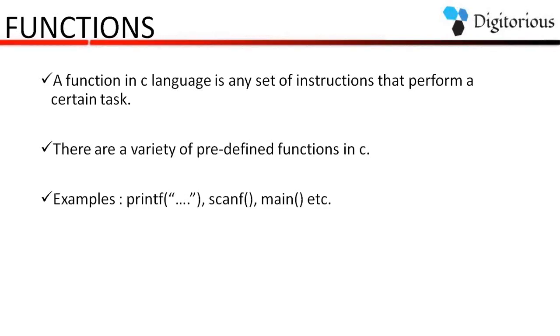The printf function causes anything which is written between the double quotes to be printed out on the screen. The scanf function accepts values from the user. For example, there are certain times when the program would need to accept certain values from the user entered from an input device such as a keyboard. At those times, we use the scanf function. The main function is the most important function in the C programming language because the flow of control starts from the main function itself.